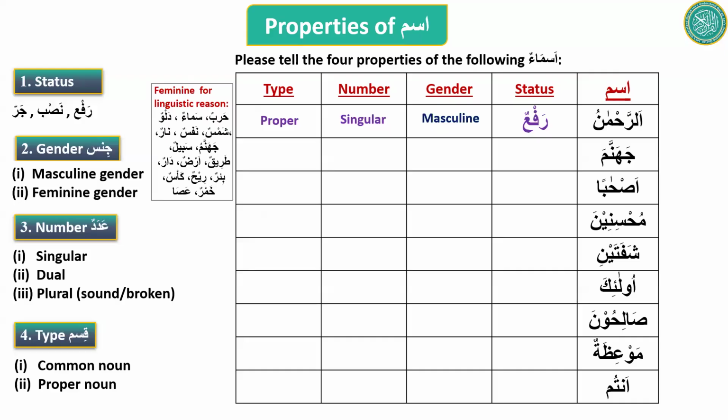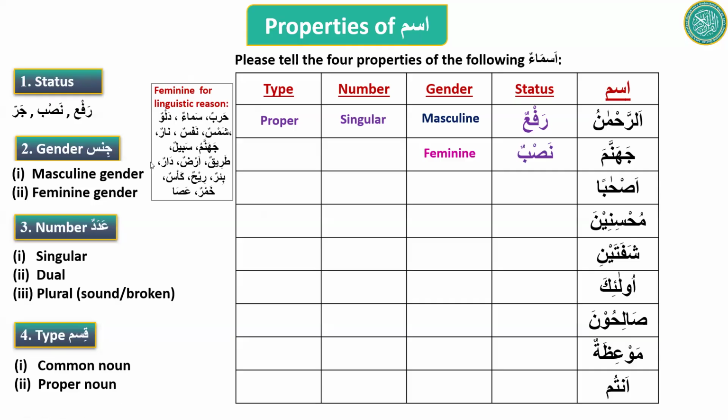Okay, the next word is Jahannam. Jahannamu. Anybody who wants to tell me all the four properties? Umar, Suhail, Sayyid. Okay. So first of all, Jahannamu is nasab status. I see no reason to call it feminine, so it's masculine.